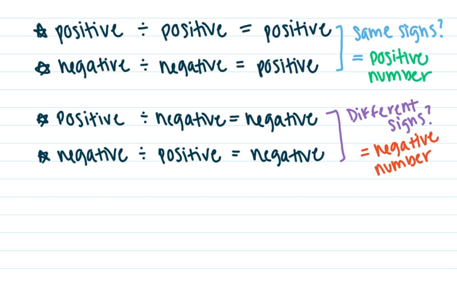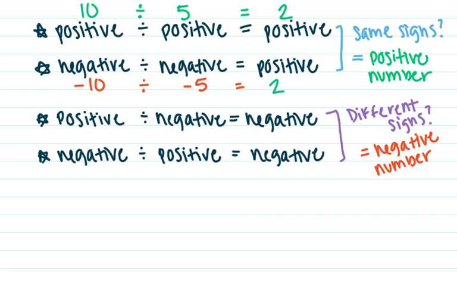So if I have a positive number divided by a positive number, for example, if I have a 10 being divided by a positive 5, my answer is going to be a positive 2. If I have a negative number, like -10, being divided by a negative number, like -5, my answer is still going to be a positive 2. My answer will be positive. If I have the same signs, I'm going to get a positive answer.